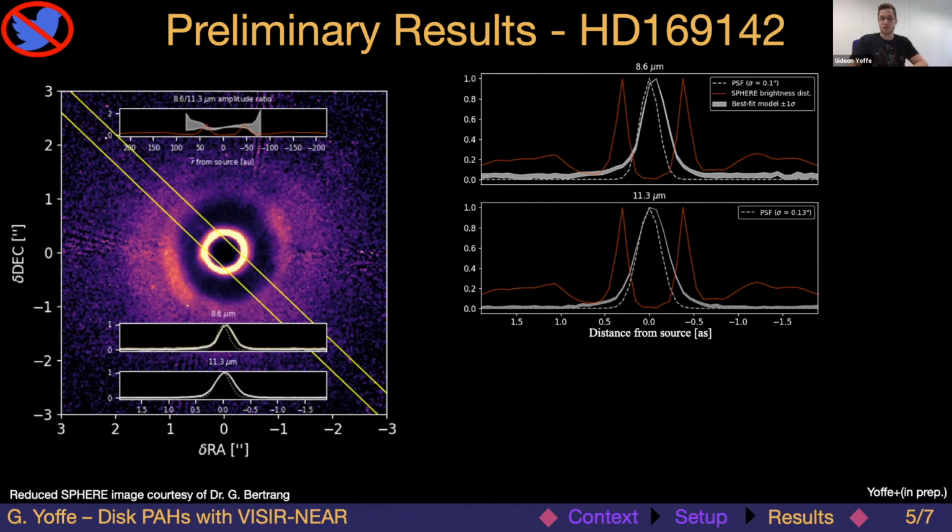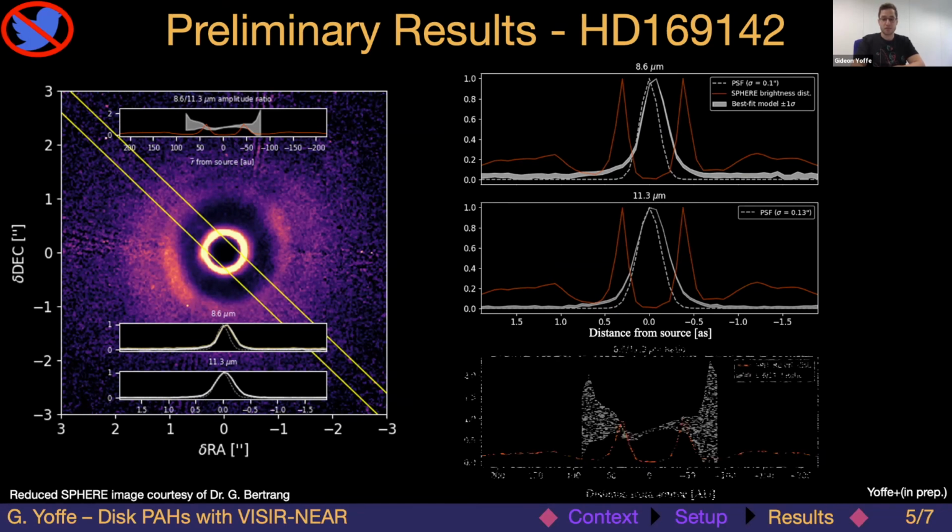Another interesting feature we explored, following the reasoning presented in Maaskant et al. 14, is the value of the ratio of the 8.6 and 11.3 micron band intensities, which is indicative of the measure of dominance of the PAH species, either ionized or neutral. Essentially, a higher ratio would indicate a greater presence of ionized PAHs.